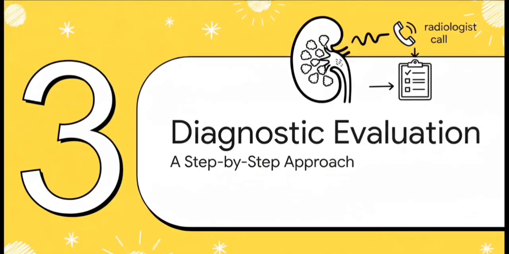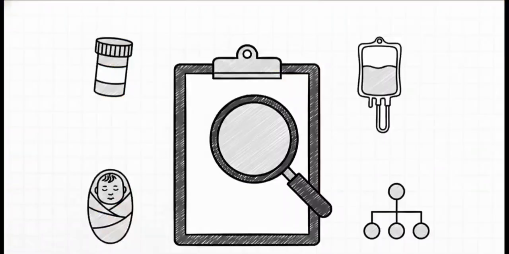Section 3. The Diagnostic Evaluation. So you get the ultrasound report. What's your very first step? It's a rigorous chart review. Don't just start ordering labs blindly. Hunt for the specific risk factors we just went over.